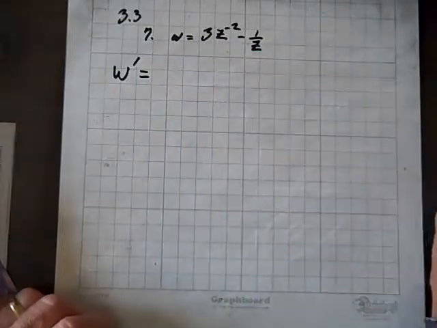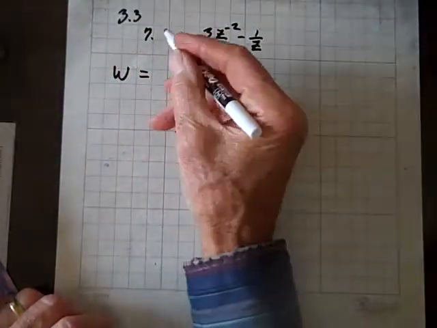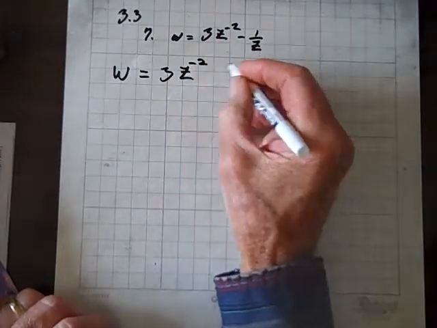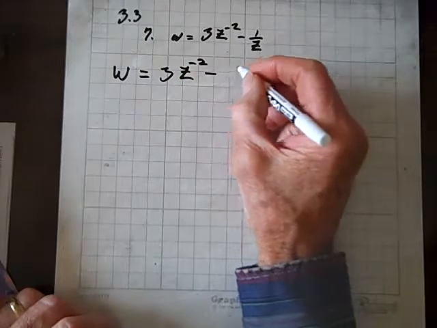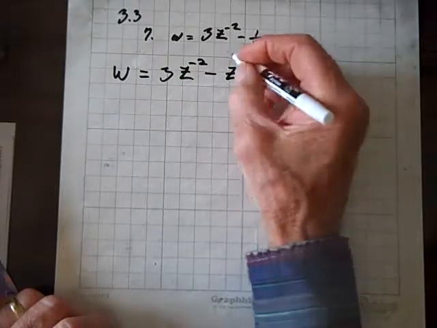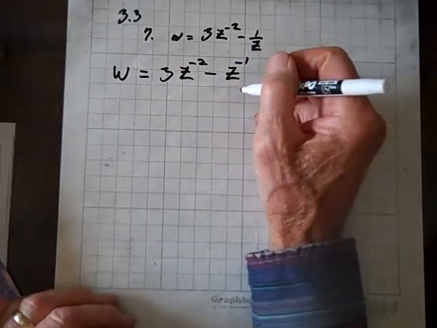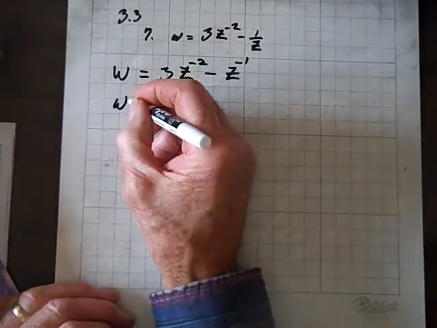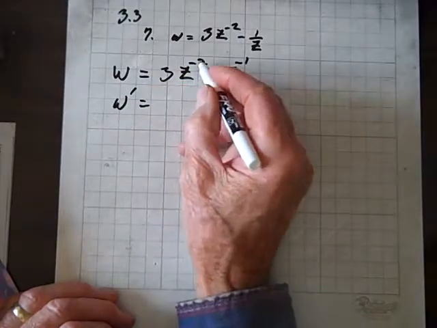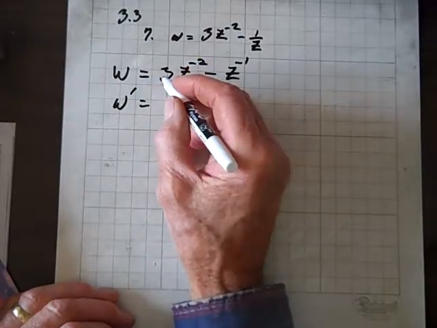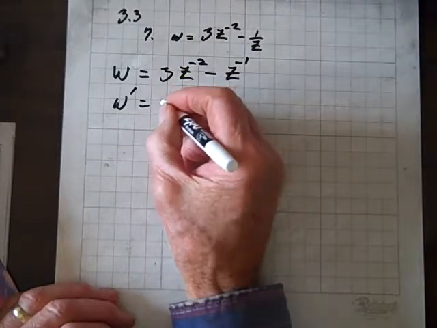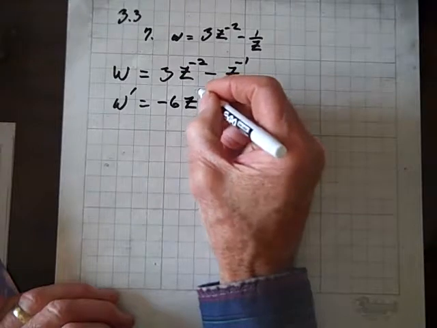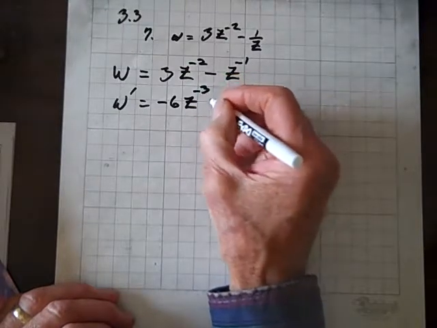Oh wait, before I do that, let's rewrite this term in the form z to the negative 1. Now we can use the power rule. So w prime equals, and bringing the negative 2 down, negative 2 times 3 is negative 6z, and subtracting 1 from negative 2 we get negative 3.